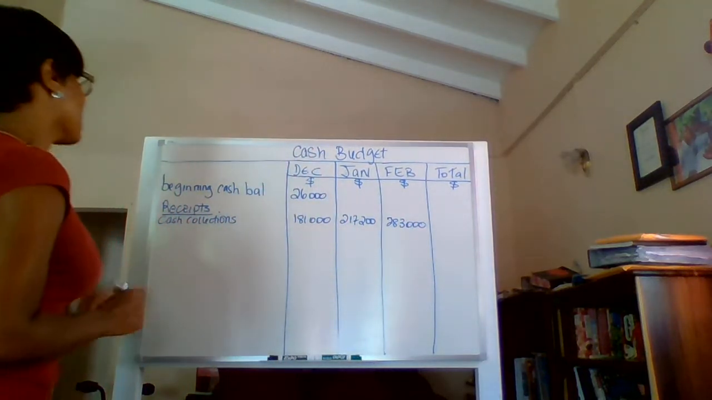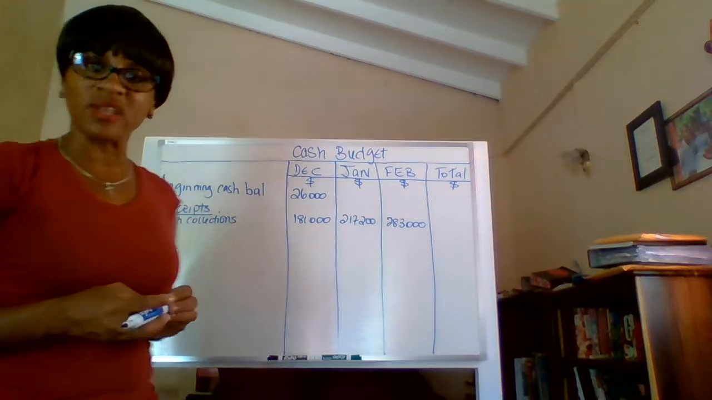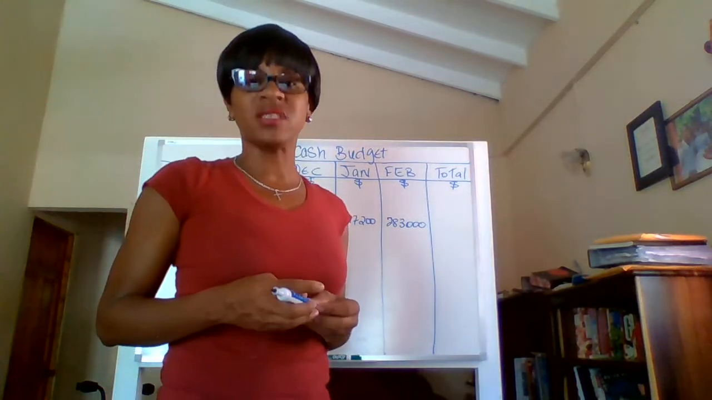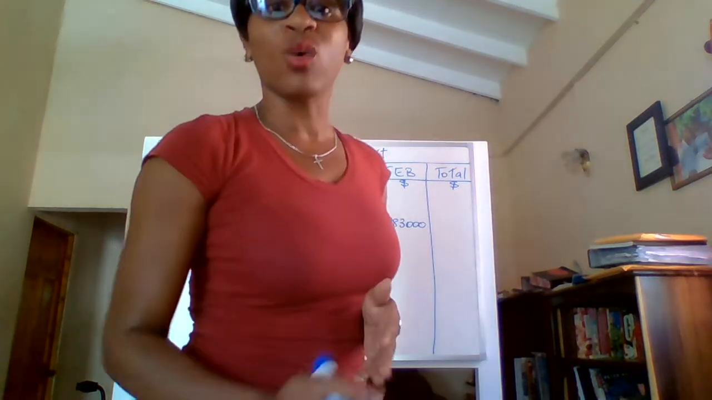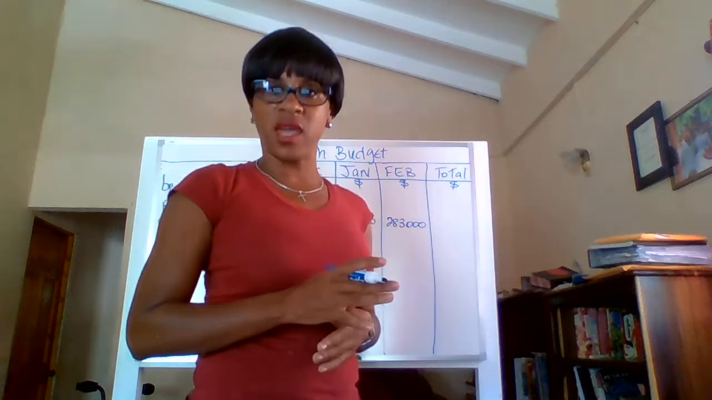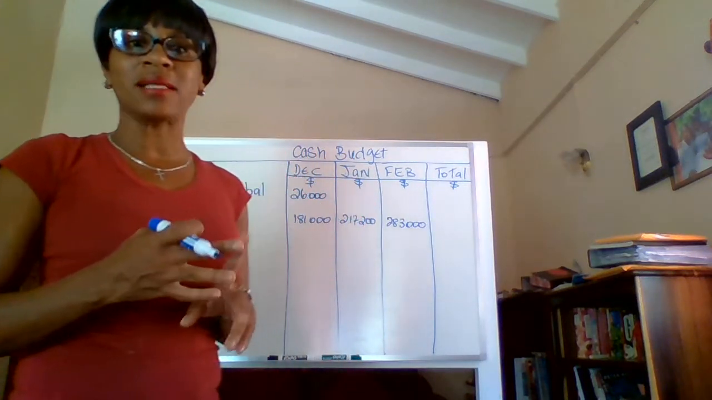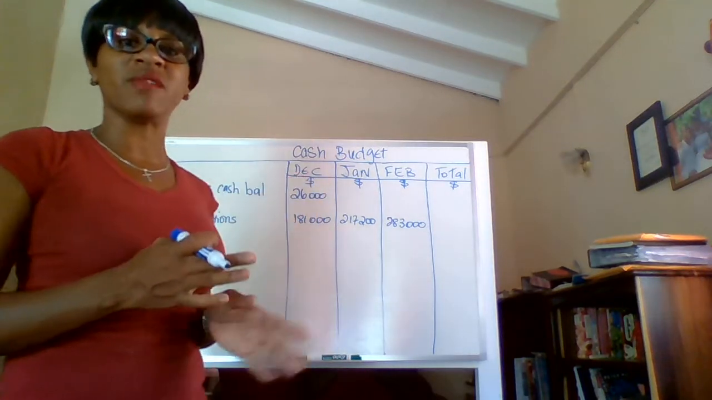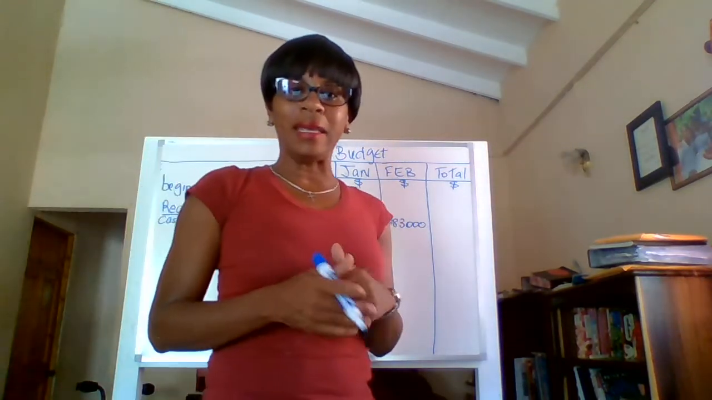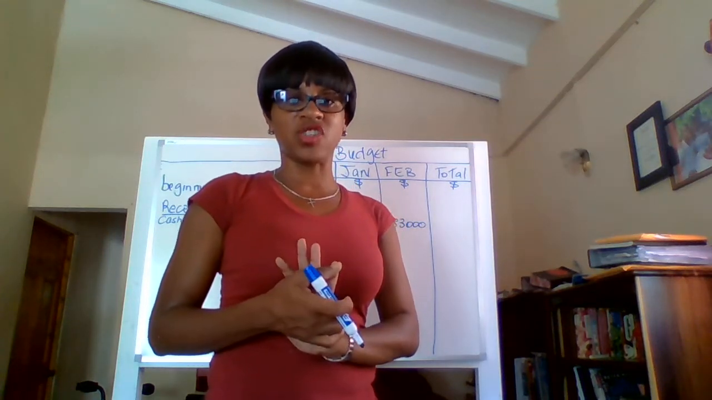Then the next item under your receipts column, you now look at the question to see what else you received. Anything that brings in cash. Let us look at the question. We've already dealt with A, which is the beginning cash balance. We have dealt with accounts receivable and the sales schedule. B and C, we have already dealt with in the schedule. D and E, we have already dealt with in the purchases or the disbursement schedule.